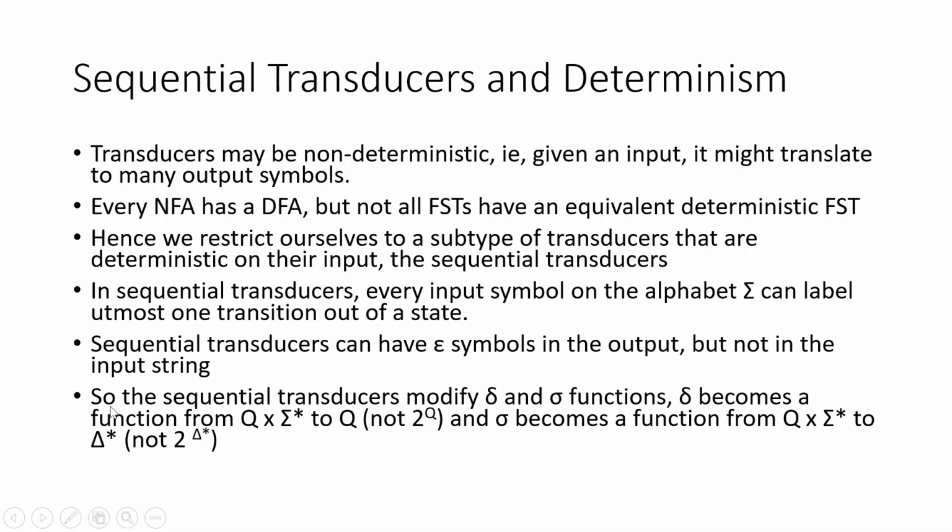Okay, so modifying the definition of transducers. In the case of sequential transducers, you modify the delta function and the sigma function. Delta function is for transitioning and sigma function is for generating the output. So delta function becomes a function from Q cross sigma star to Q instead of 2 raised to Q in the case of normal transducers. And similarly, here also Q cross sigma to delta star, not 2 raised to delta star. Okay, so that is what sequential transducers are.